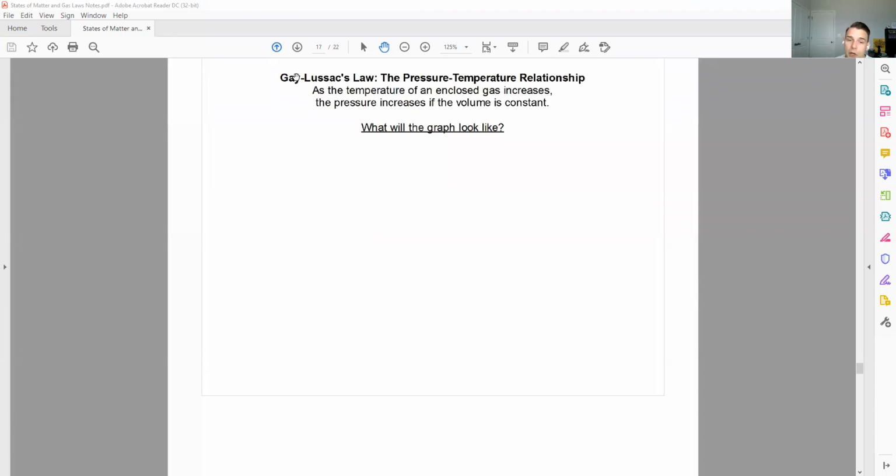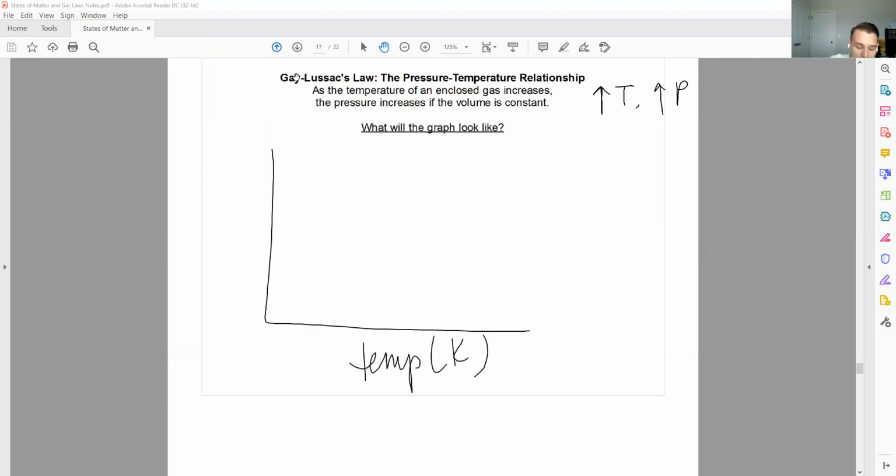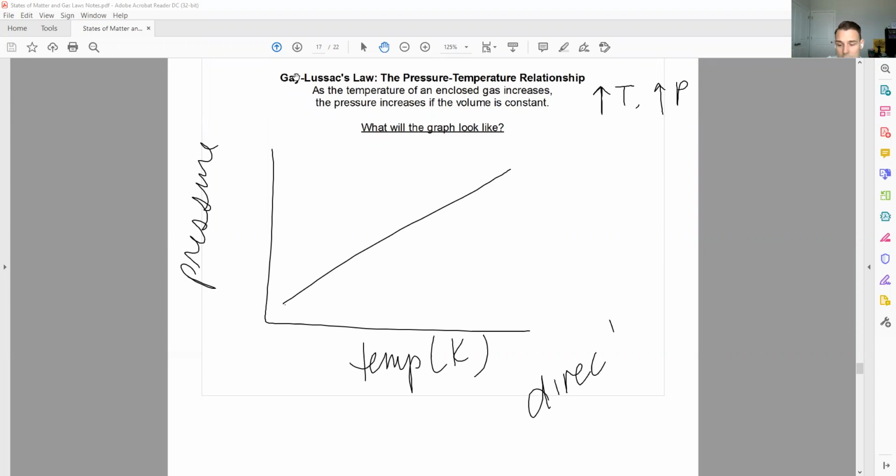Gay-Lussac's law has to do with pressure and temperature. It says as the temperature of an enclosed gas increases, the pressure increases. Simple. What would that graph look like? Well, we would have temperature in Kelvin on the bottom. We have pressure in whichever unit we want on the y-axis. And then if it's an increase in temperature, increase in pressure, it's just going to be a straight line because, again, this is a direct relationship.